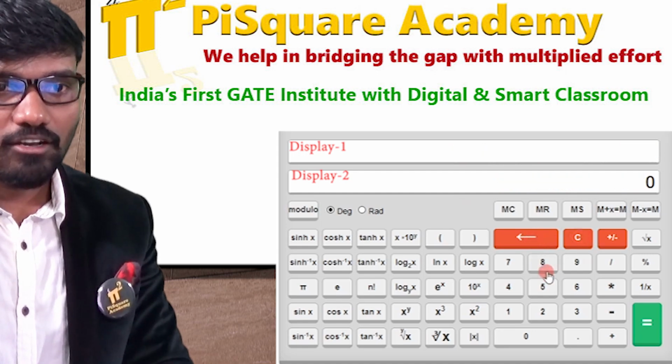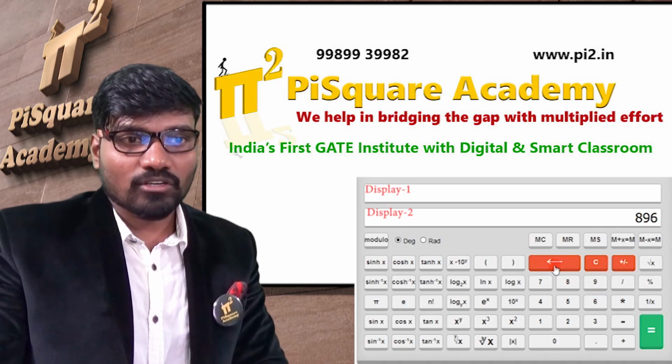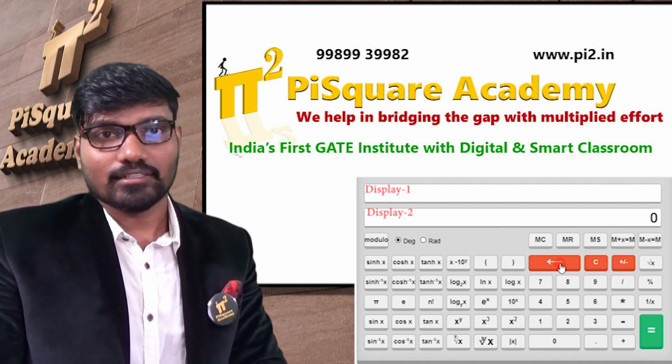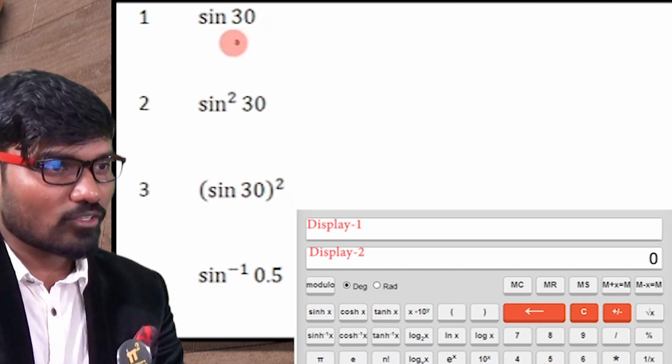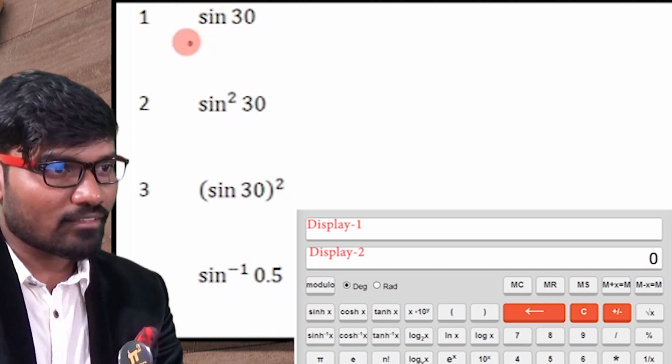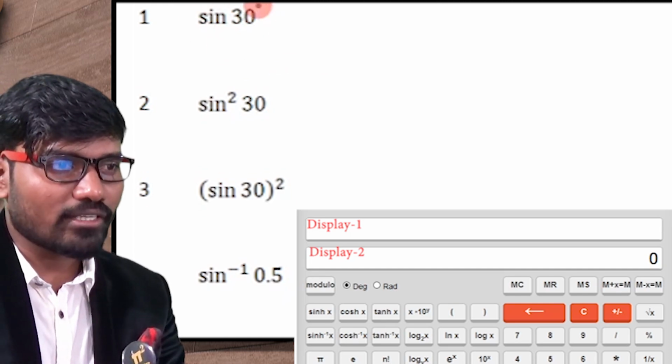Now let me clear it. 896, I want to clear it. Yes, I can correct it. I think all these are clear. Let's see the trigonometric operations now. Okay, this one, sine 30, I want to find. Sine 30 means by default it is degrees.